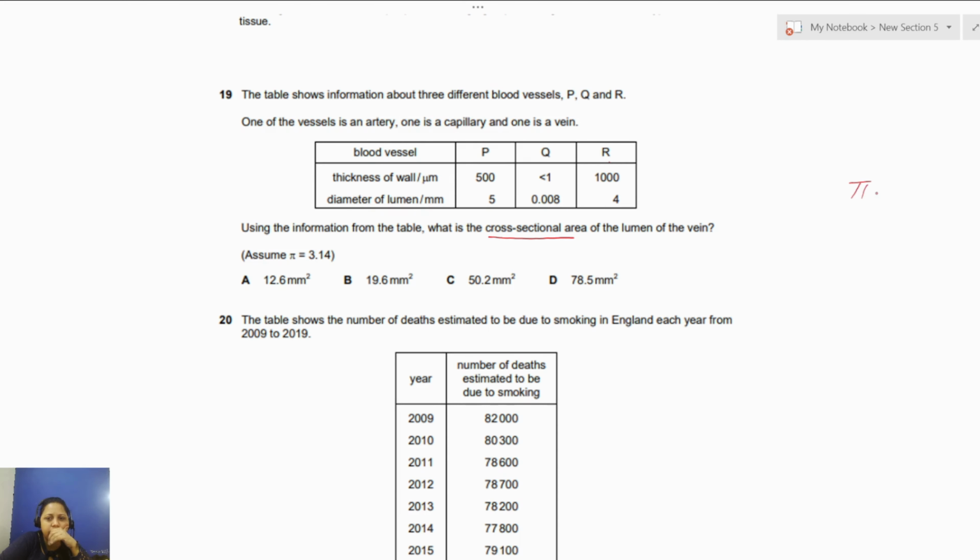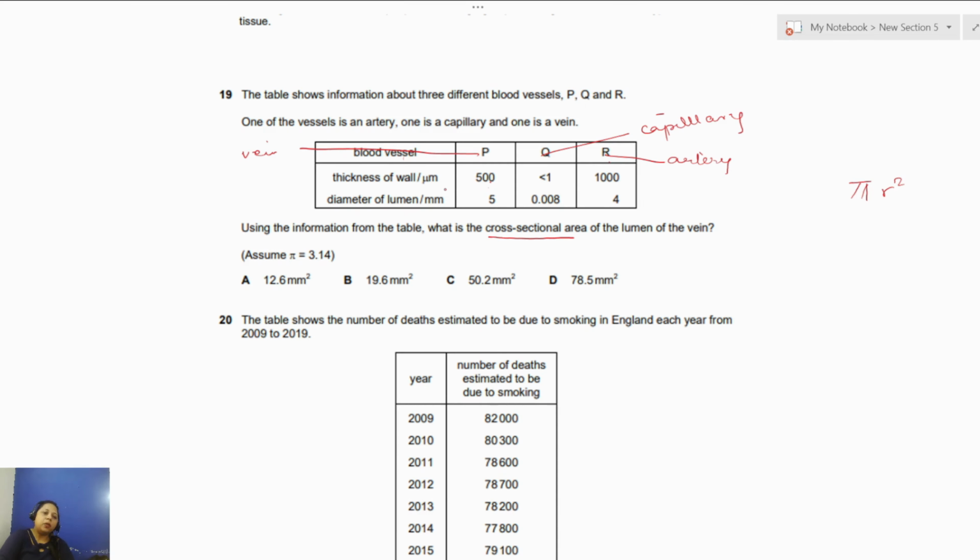Okay, let's do it. Wait, wait. First of all, what is this? Thickness. Which capillary has the smallest thickness? Capillary has the smallest thickness, so Q is capillary. Which has the thickest wall? Artery. So R is artery and P is vein. So we have to calculate it for vein.